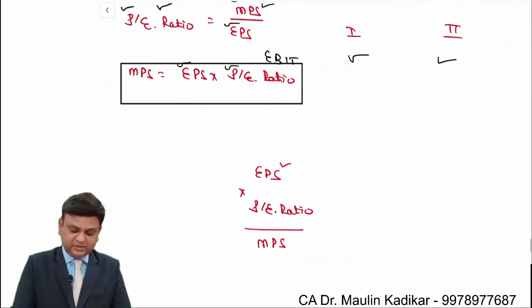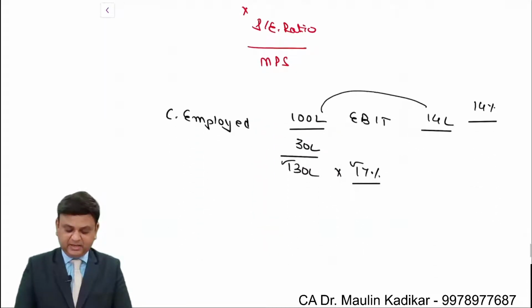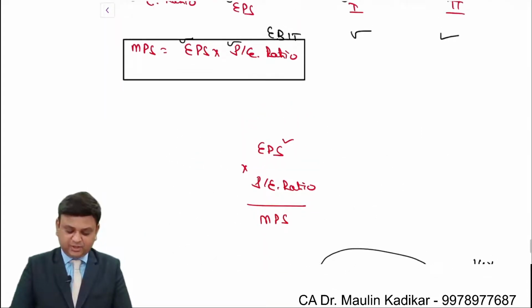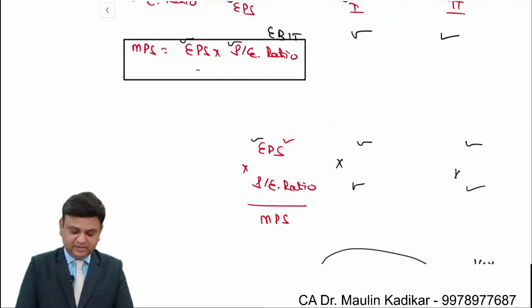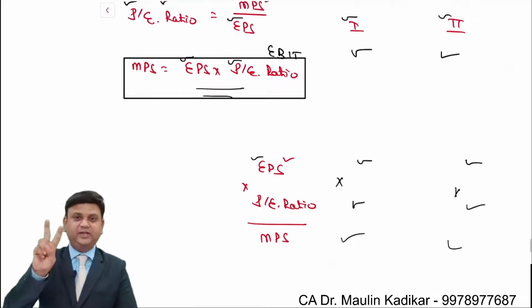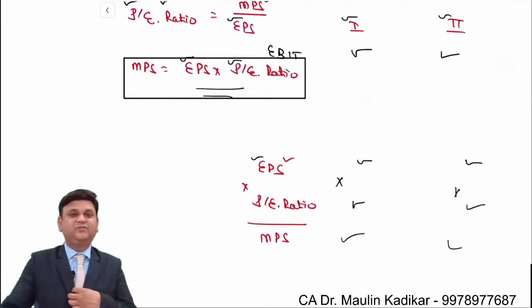So what will happen for the first financial plan as well as for the second financial plan? We will make the calculation of the earning per share for the first plan and for the second plan. Some information is given to us based on which we'll compute the price earning ratio. Multiplication of these two, you can see, is the market price of the share. And between these two financial plans, the financial plan which has more MPS will be selected.